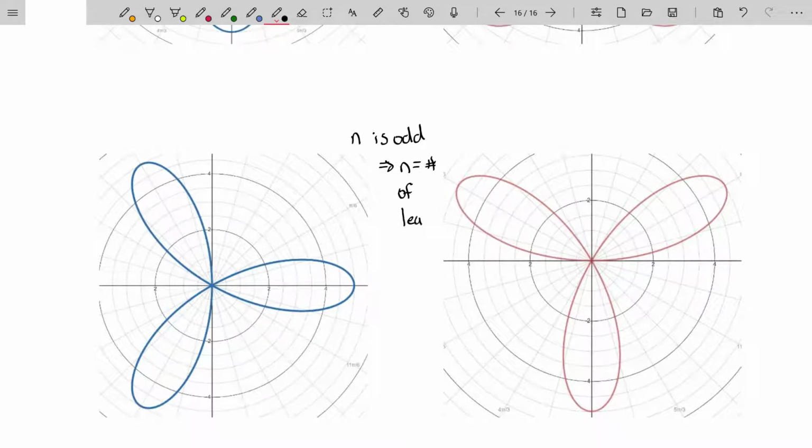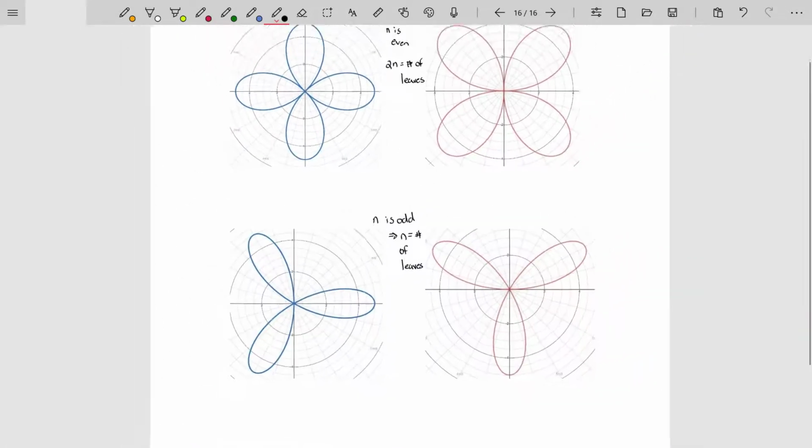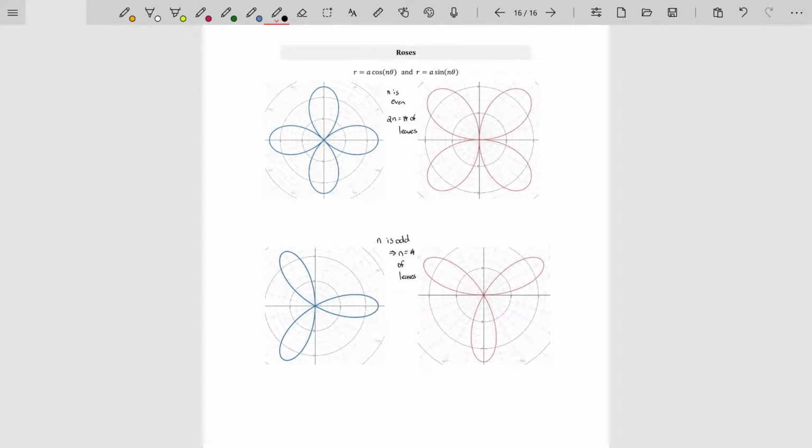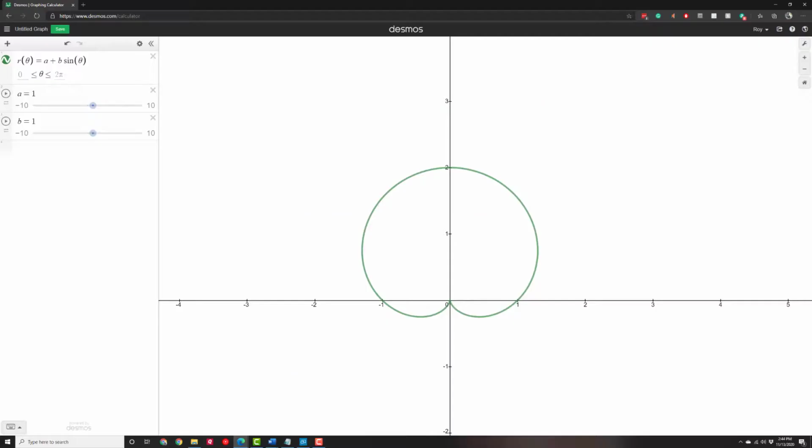Again, this just takes time to fiddle with, but let's go ahead and see all this in Desmos, because just seeing this like this really doesn't help out. So let's go to Desmos and play around.